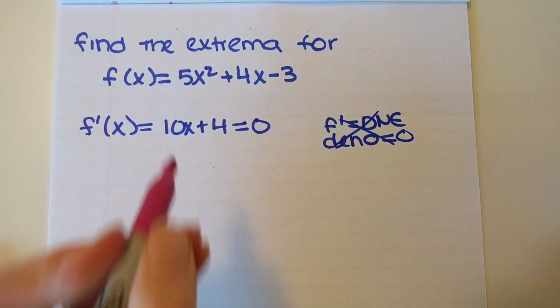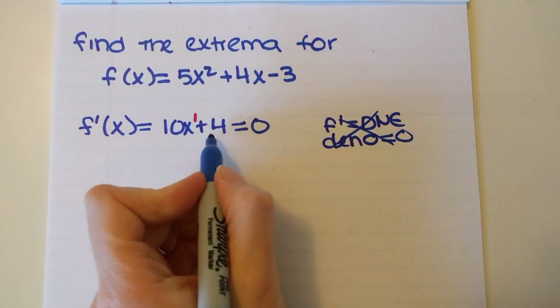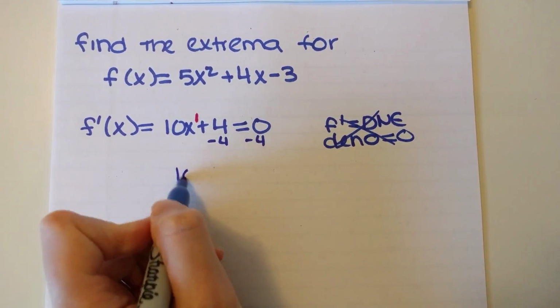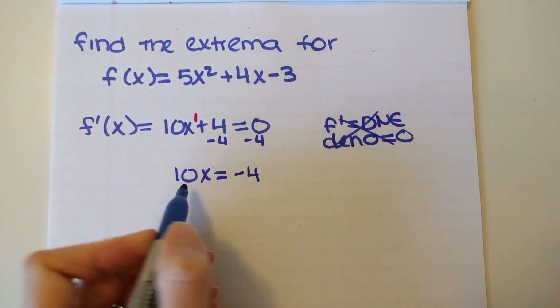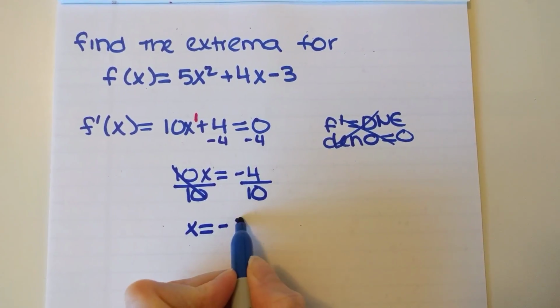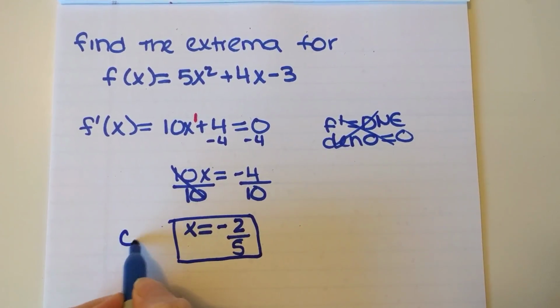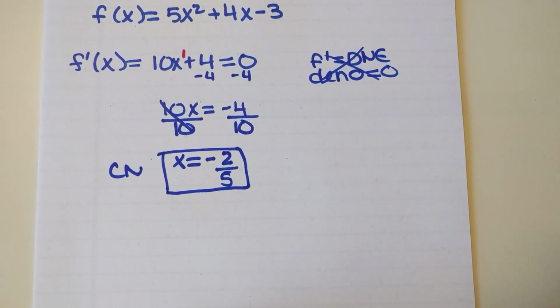We notice that this is a linear equation, so we just need to isolate x by subtracting 4 from both sides, get 10x is equal to negative 4, divide by 10, and we get x is equal to negative 2/5. With that critical number, we then draw our number line.